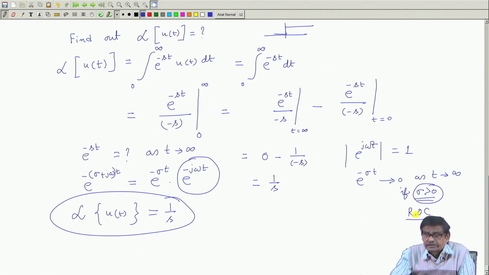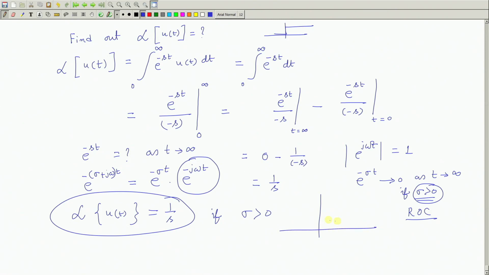ROC, region of convergence. So, for the unit step function, this Laplace transform integral will converge to 1 by s if the real part of this complex frequency is greater than 0, and in the complex plane, this is your real axis, this is your imaginary axis, and I will say the Laplace transform exists for sigma greater than 0, mind you, sigma greater than 0, not sigma equal to 0, just excluding the imaginary axis. Any value of sigma will do.